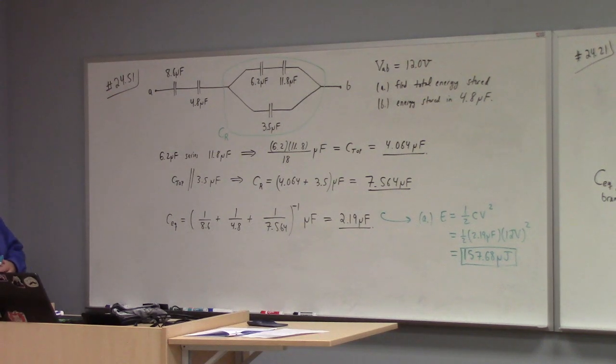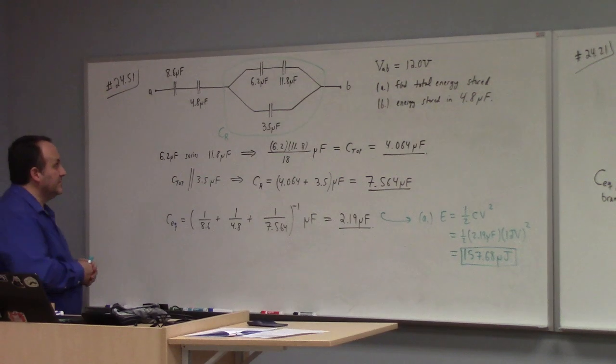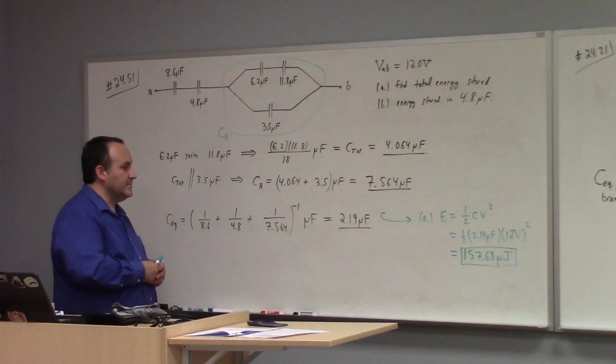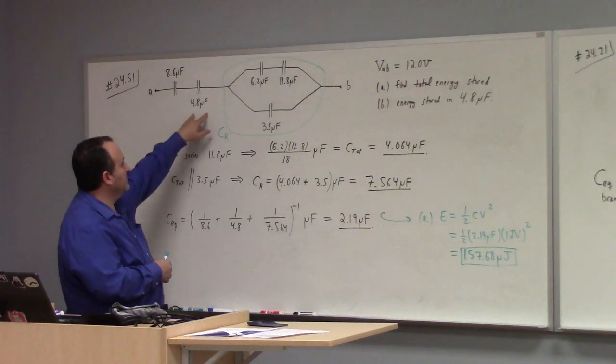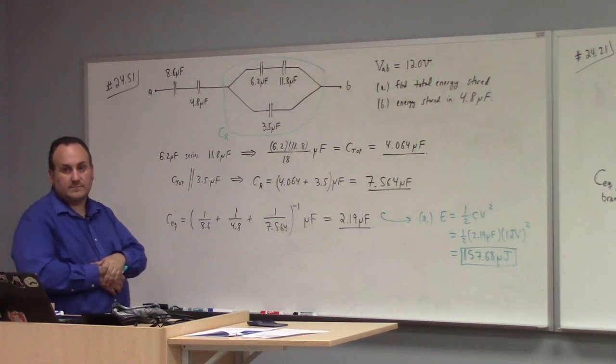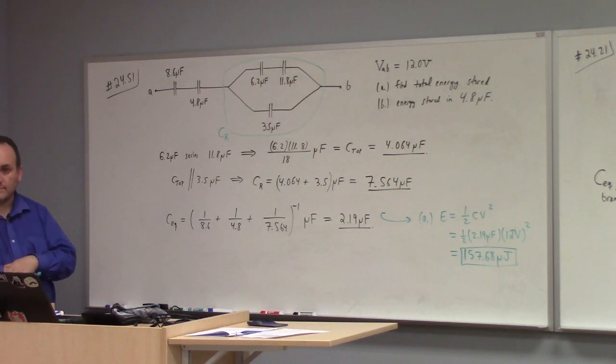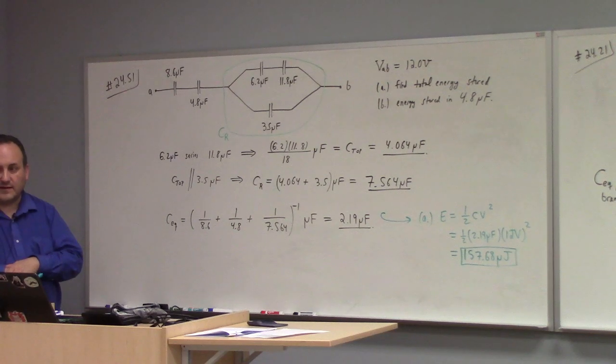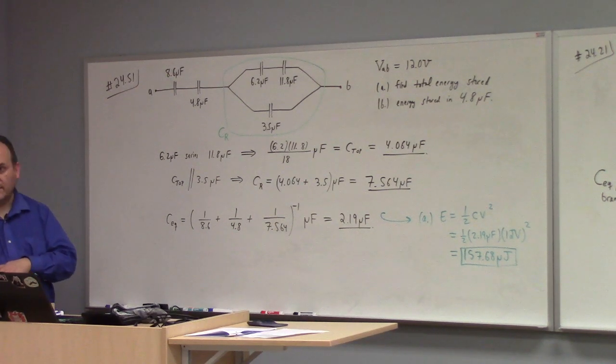How do we figure out the energy stored in the 4.8 microfarad capacitor? Is it not just the same thing, but C is 4.8 instead? But what's the voltage there? It's not 12 volts, no. So we can't do that.